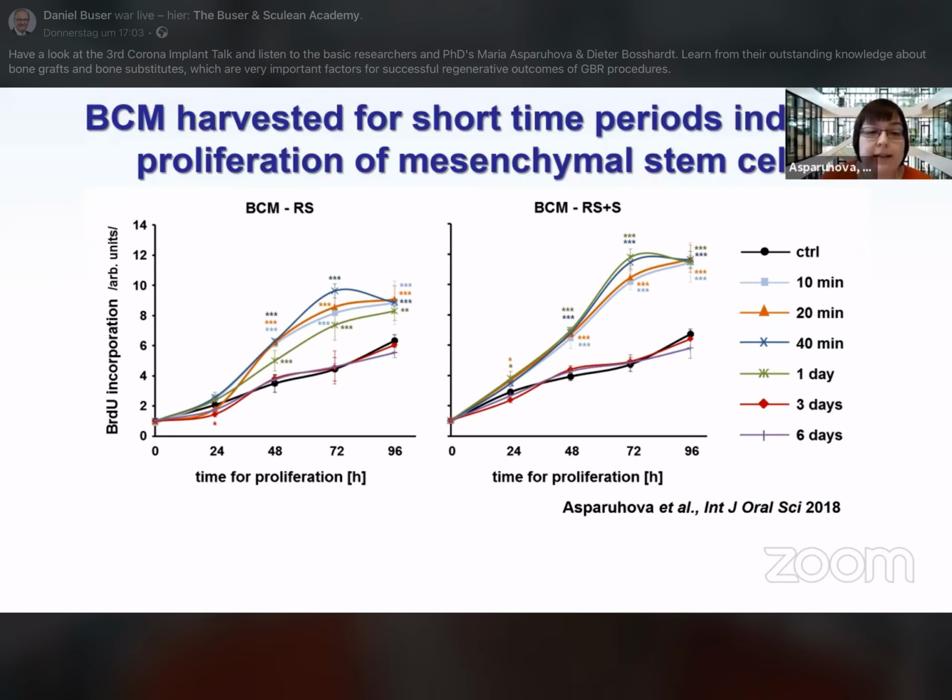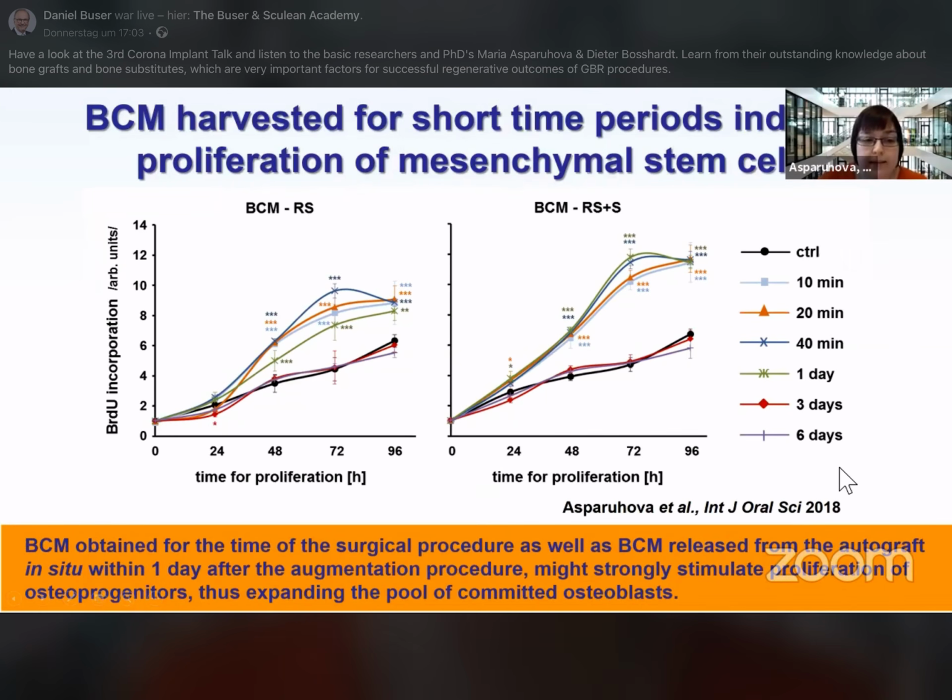Next, we analyzed the proliferative rates of mesenchymal stem cells, which can differentiate into osteoblasts, when treated with BCM. It came out that when the mesenchymal stem cells were treated with BCMs extracted within short time periods, 10, 20, 40 minutes up to 1 day, they showed dramatically increased proliferative rates compared to untreated cells, shown with the black line, or cells treated with BCMs extracted within longer time periods.